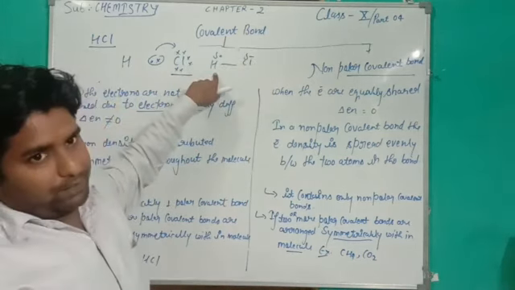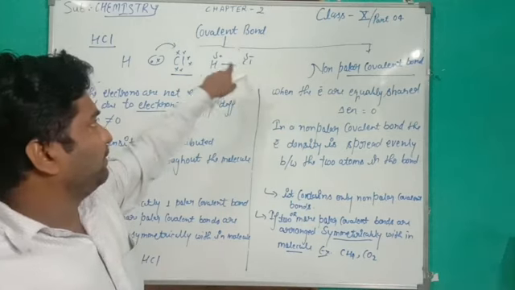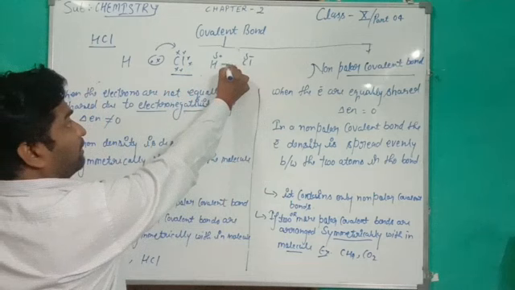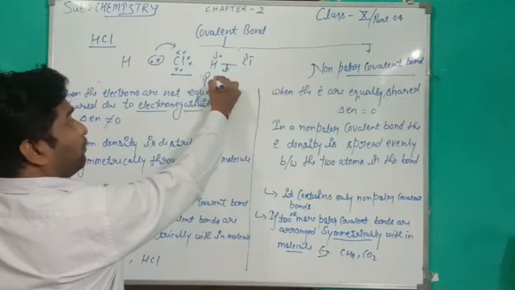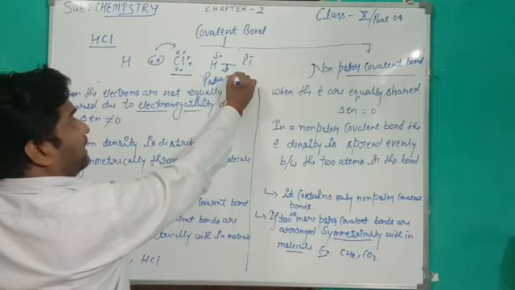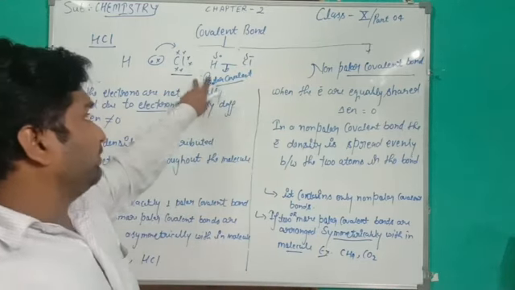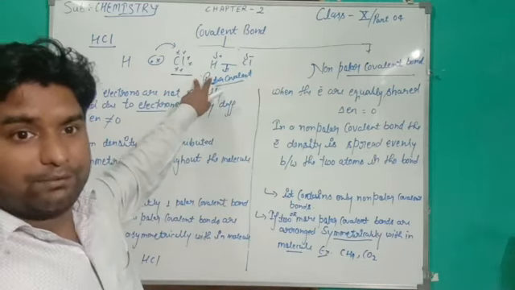And this molecule is known as the polar molecule, and the bond between both of the atoms is known as the polar covalent bond. Okay, so polar covalent bond is generated due to the electronegativity difference.